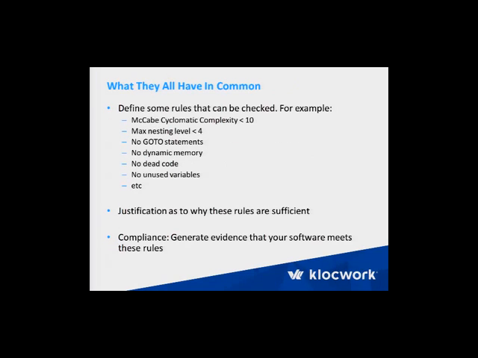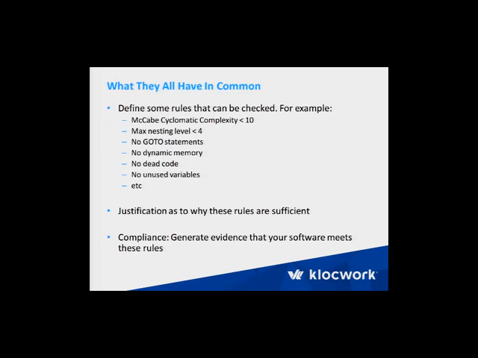But what do they all have in common? They're all going to have some sort of rules that can be checked, for example McCabe or Halstead, cyclomatic complexity, nesting levels, no dynamic memory, all kinds of things. And then they're also going to have some sort of justification as to why these rules are sufficient, right? We wouldn't write the standard if we didn't think it was the best thing we can do. And if you're doing something with compliance, you need to be able to generate evidence that you are actually doing these things, right? So these are the things that you have to take into consideration when you're working with coding standards.